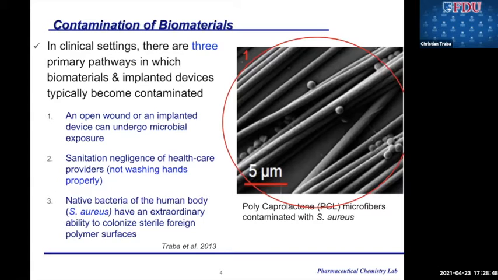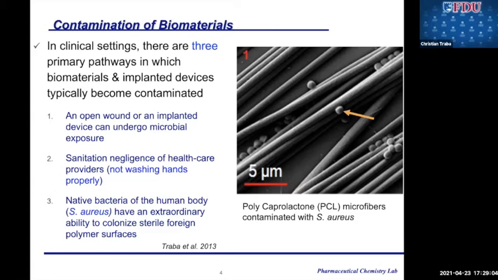Image 1 is a scanning electron microscope image of polycaprolactone microfibers contaminated with S. aureus bacteria. The scale bar for this image is 5 microns.